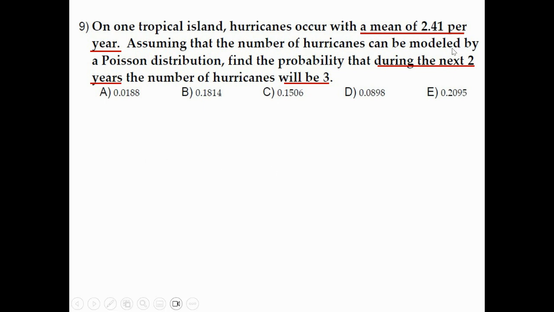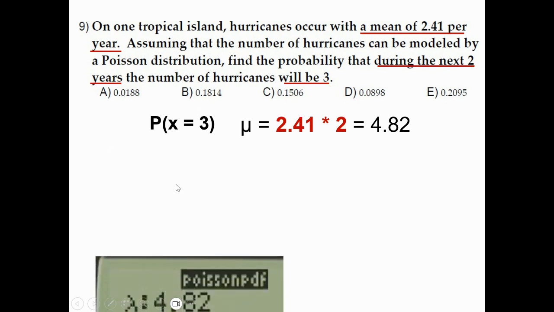Assuming the number of hurricanes can be modeled by Poisson distribution, find the probability that during the next 2 years... Well, it gives me the mean per year. He wants to know something about what's going to happen over the next 2 years. I'm going to take the mean per year and double it. I'll now have the mean for 2 years. What does he want to know? He wants to know the number of hurricanes will be exactly 3. X equals 3. Taking the mean per year and doubling it, I now have the new mean for 2 years.